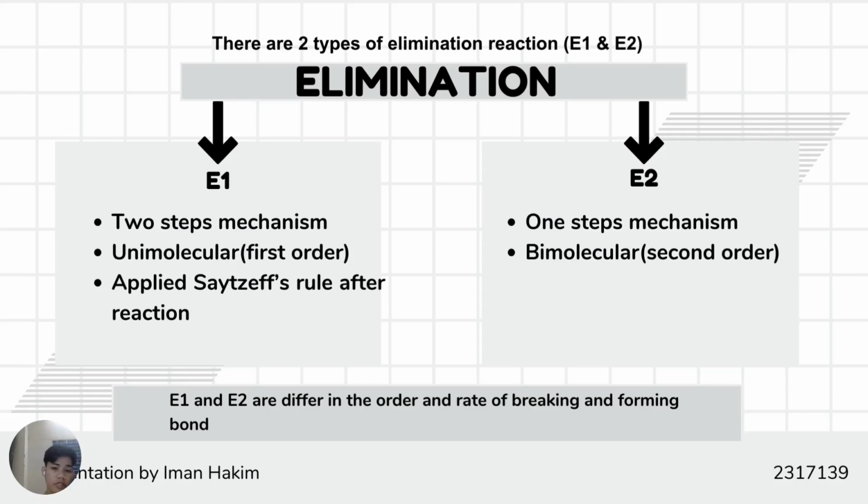There are two types of elimination reaction, E1 and E2. E1 is a two-step mechanism. E2 is a one-step mechanism. E2 is also known as a bimolecular second-order reaction. E1 is a unimolecular first-order reaction. E1 and E2 differ in the order and the rate of the breaking and forming of bonds.